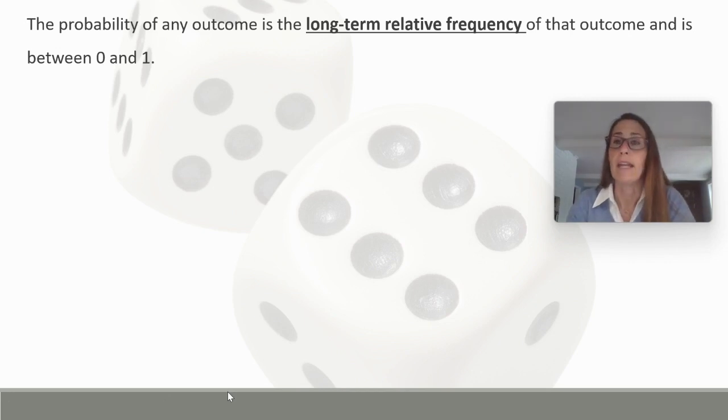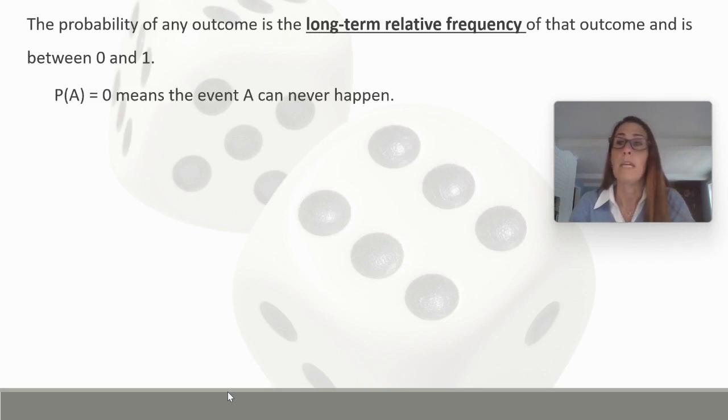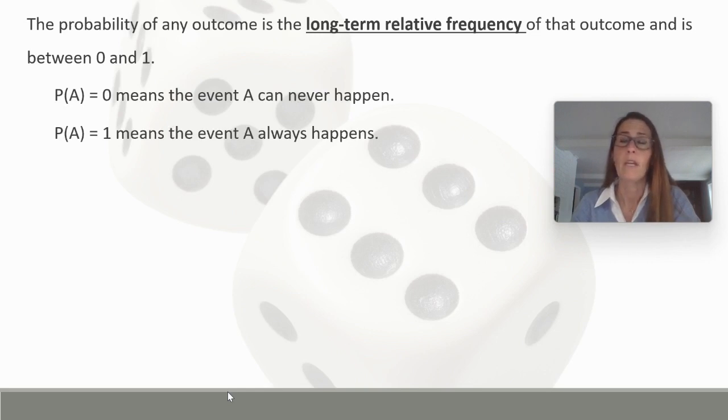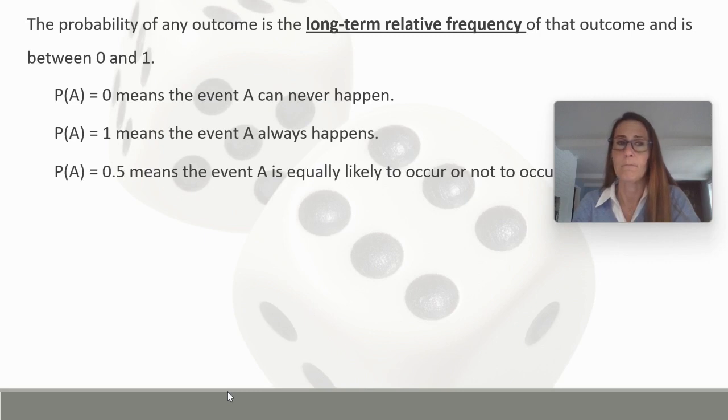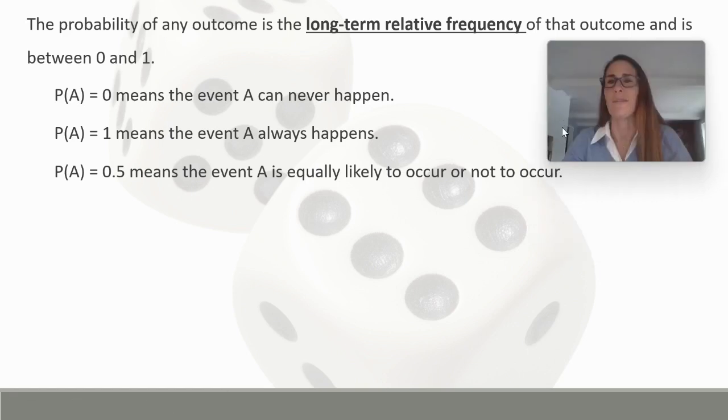So the probability of any outcome is the long-term relative frequency of that outcome and is between 0 and 1. So we've talked about relative frequency before. That's how many times it can happen divided by the total number of possibilities, and that's probability. So P(A) equals 0 means that the event A can never happen. P(A) equals 1 means the event A always happens. P(A) equals 0.5 means the event A is equally likely to occur or not occur.